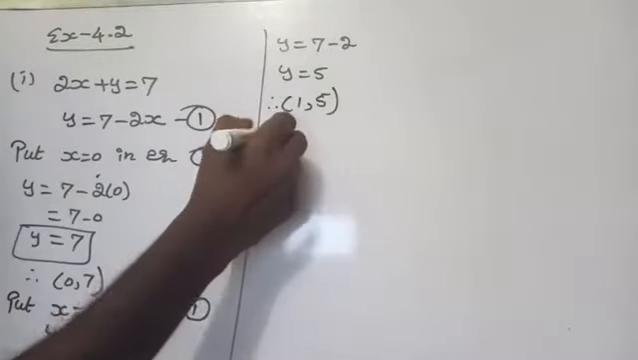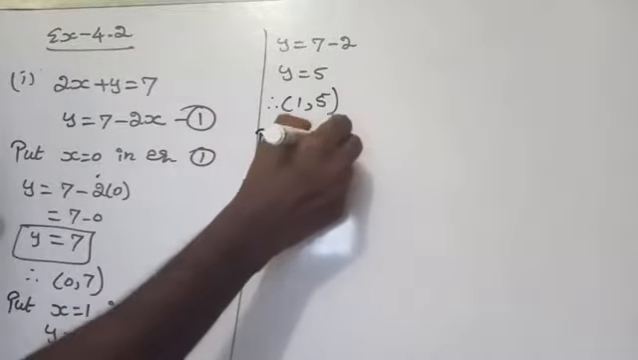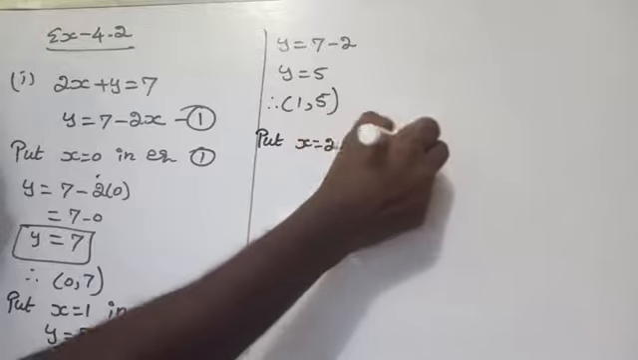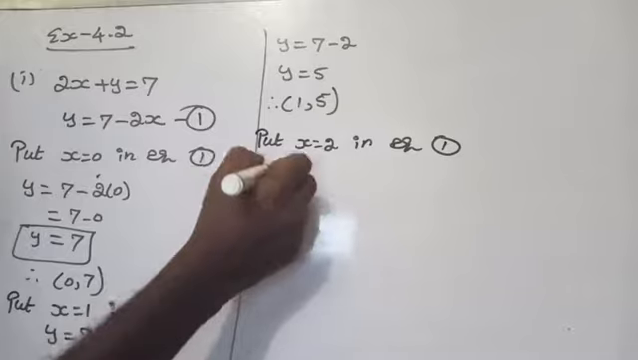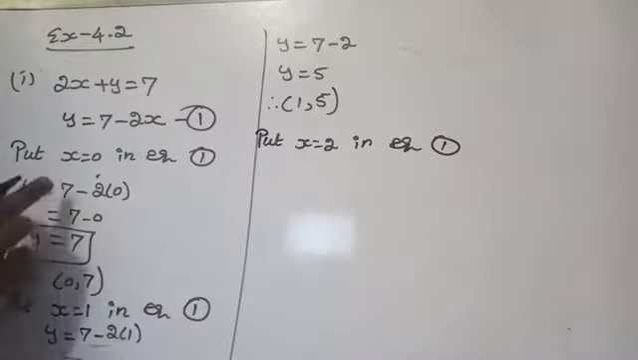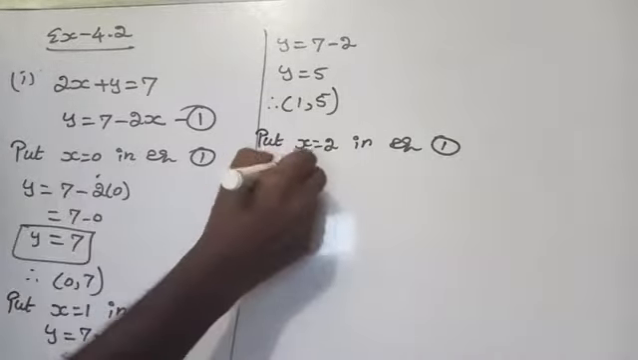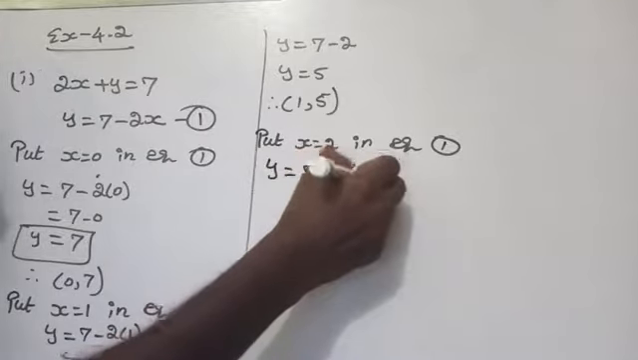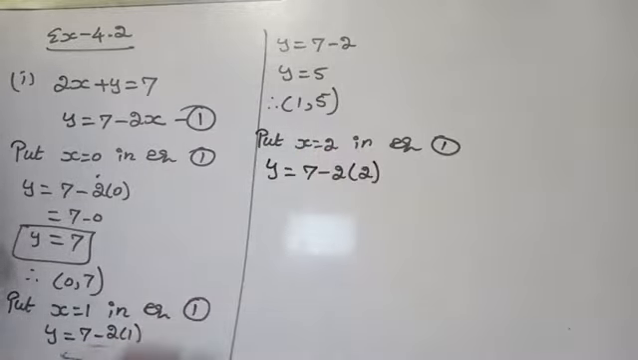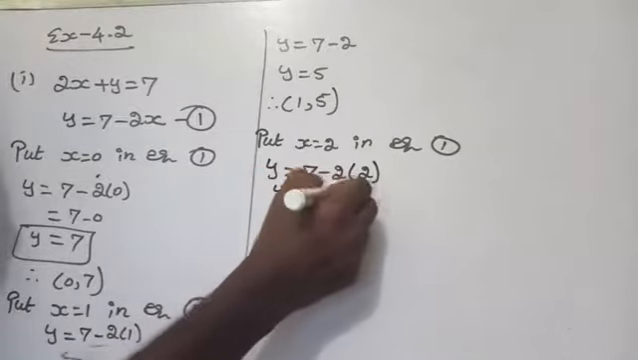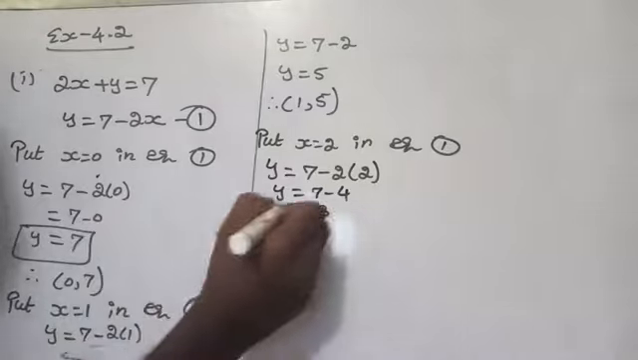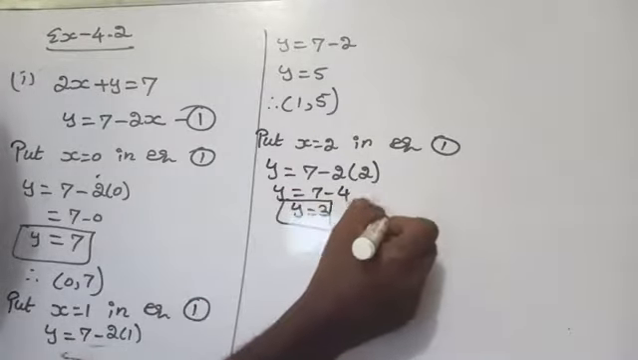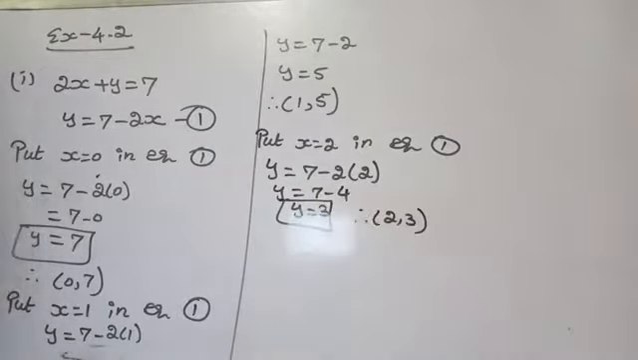Then put x is equal to 2 in equation 1. So what are you getting now? y equal to 7 minus 2 into 2. 2 twos are 4. y equal to 7 minus 4. Then y equal to 3. Therefore 2 comma 3 is a solution.